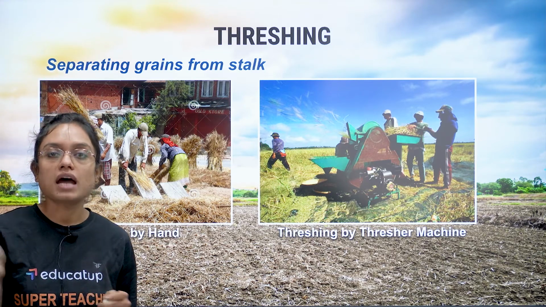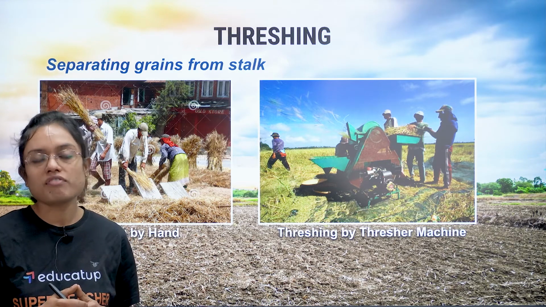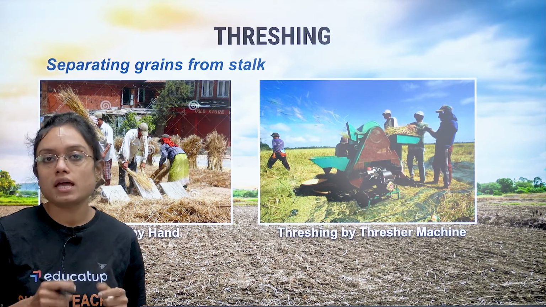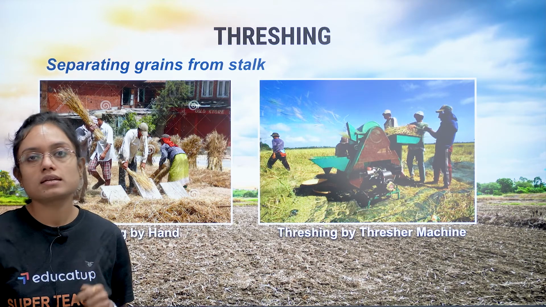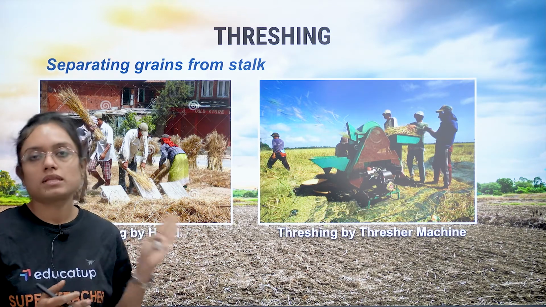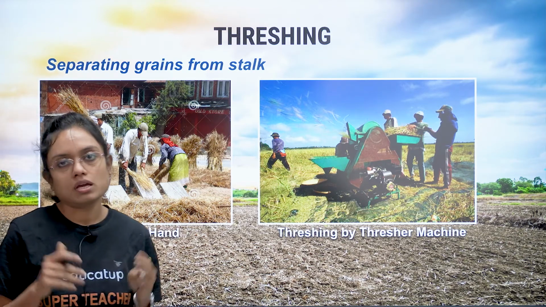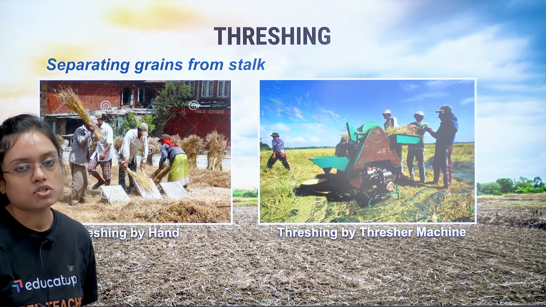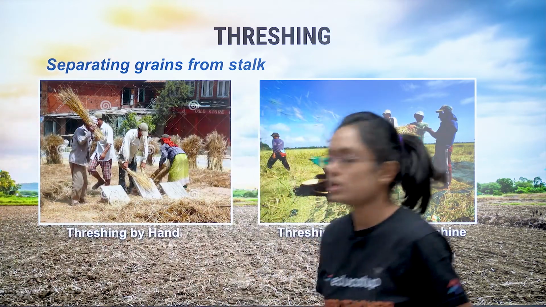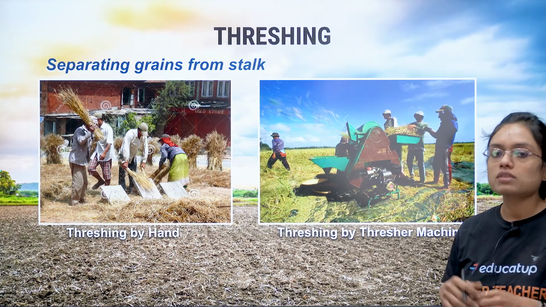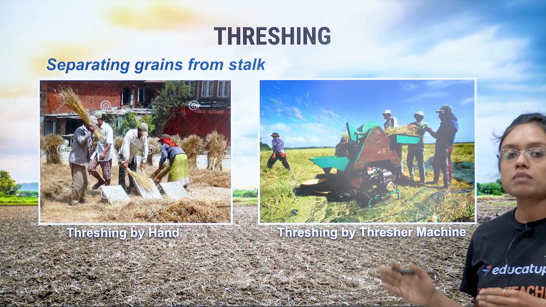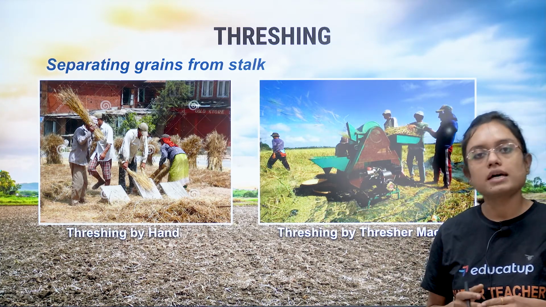That means after harvesting the stalk which a farmer gets, जो फसल मिलती है और उस फसल में से जो आपको grains अलग निकालने होते हैं, उसके लिए ये method use होता है. In threshing, there can be two ways. One can be threshing by hand, as you can see on the screen, and the other can be threshing by thresher machine. Now, if we discuss threshing by hand, what is done in that?